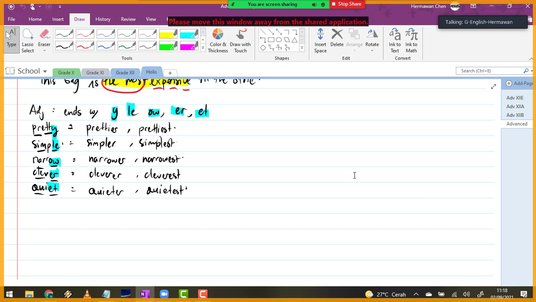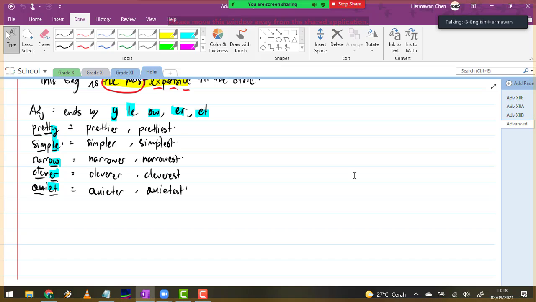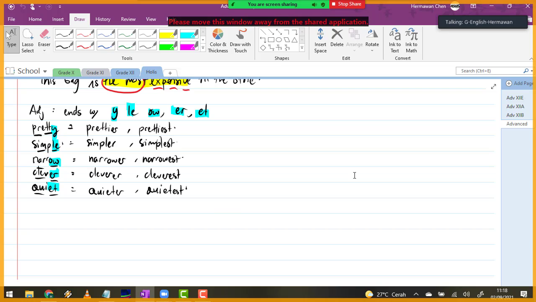Clever, 2 syllables as well, but the ending is ER. That's why it becomes cleverer and cleverest. The last is quiet. It's 2 syllables as well. We do not use more or the most, though. Yeah, we use ER. It becomes quieter, and EST, quietest, because the ending of the adjective is ET. That's the exception. Any question, guys?